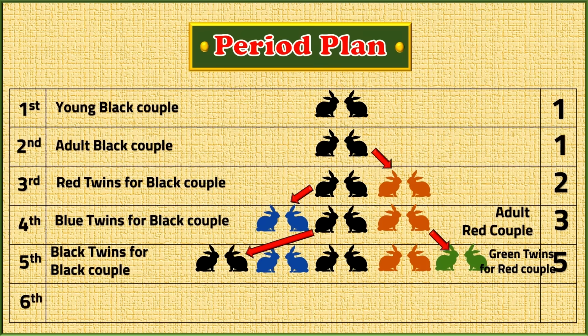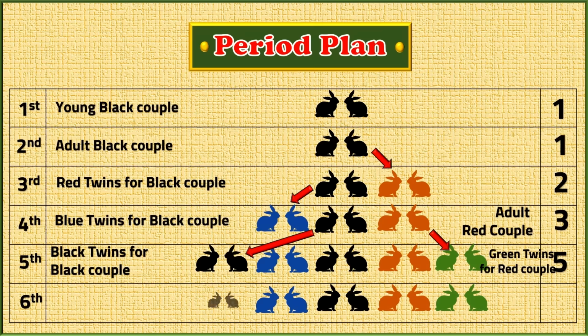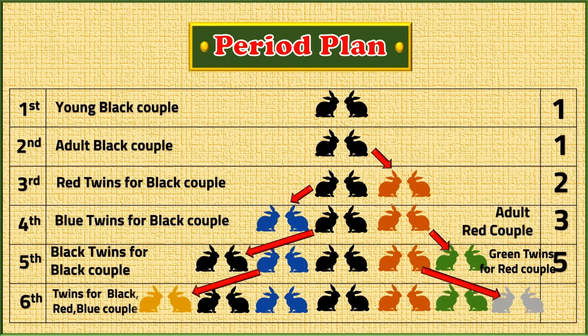In month 6, the original pair gives birth to one pair, twins for the red and blue couples, and the total will be 8. This creates the Fibonacci sequence 1, 1, 2, 3, 5, 8, 13 and so on.